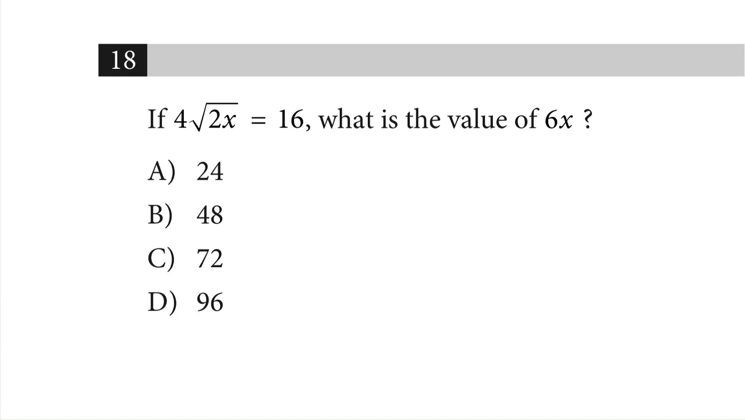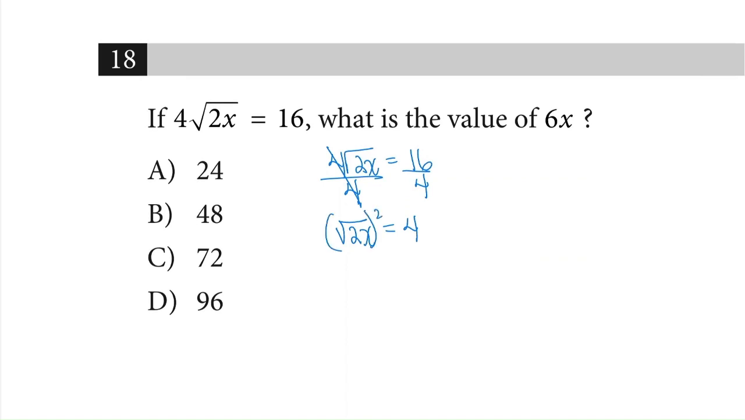If 4 radical 2x equals 16, what is the value of 6x? Here we're going to utilize inverse operations, and that's going to allow us to solve and isolate x. So we are going to divide both sides by 4, where we're going to get radical 2x equals 4. Then to undo a radical, we are going to square both sides. So we're going to get 2x equals 16. Now it's easiest, since we're looking for the value of 6x, to just go ahead and multiply this whole thing by 3, and that's going to give us the direct result of 48.